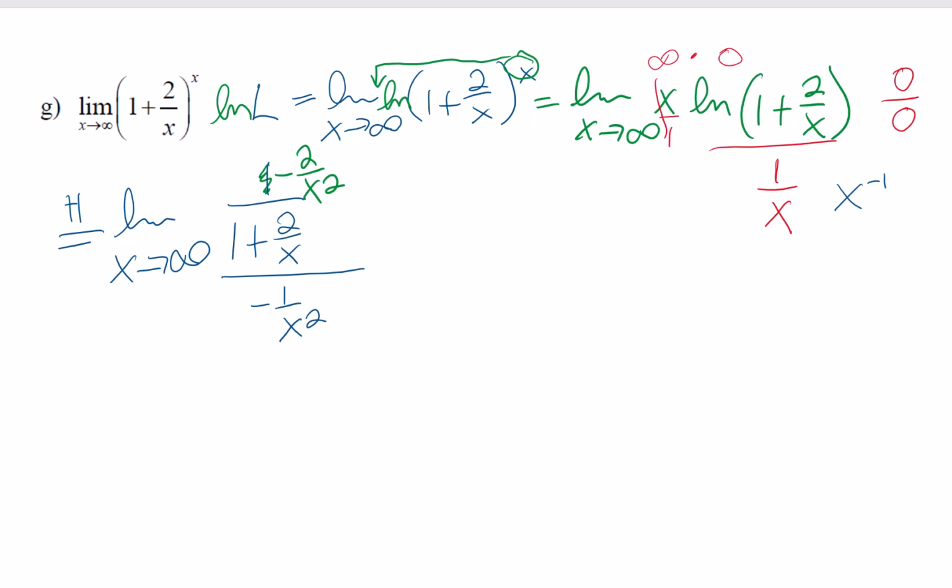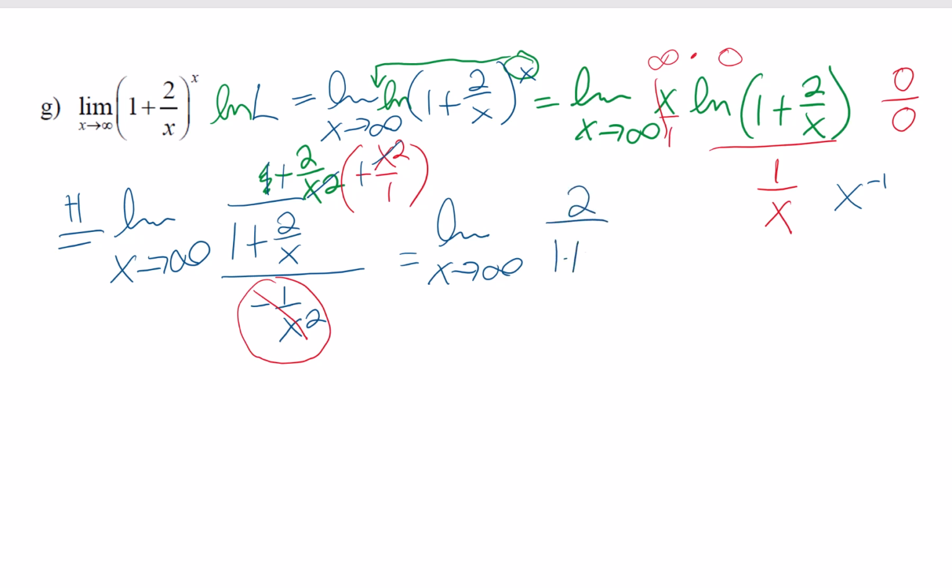Okay, so now I'm going to see what I can do to simplify this. I can take this bottom and flip it over and multiply it. And when I do that, I see a couple things cancel. Negative times a negative will be positive, and this x squared and this x squared will cancel. So let's rewrite what we've got. We've got the limit as x goes to infinity of, looks like that's just going to be a 2 over 1 plus 2 over x.